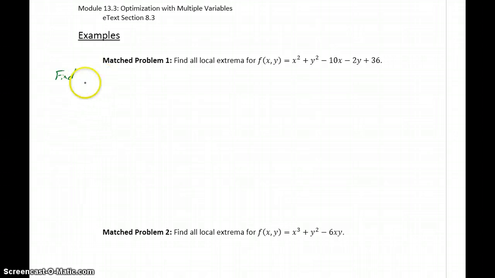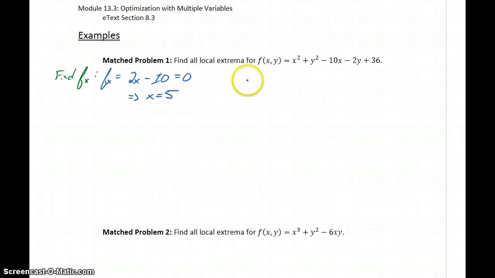So the very first thing we want to do is find the derivative with respect to x. So f sub x is going to equal the derivative of x squared, which is 2x. Y squared we just treat as a constant, so that becomes 0. We get minus 10, 0, and 0 since there's no x term there. So we take that first derivative with respect to x and set it equal to 0. Adding 10 to both sides and then dividing by 2 is going to give us x equals 5 as one of our coordinates. Then we also need to find the first derivative with respect to y.